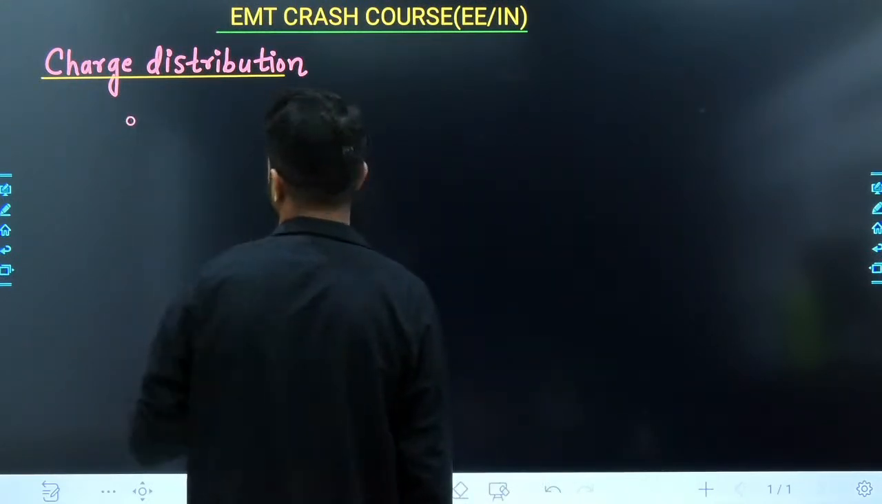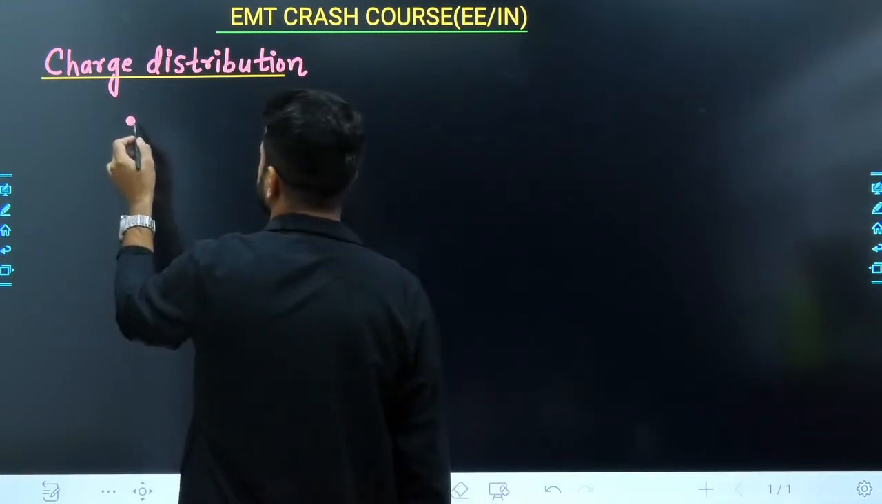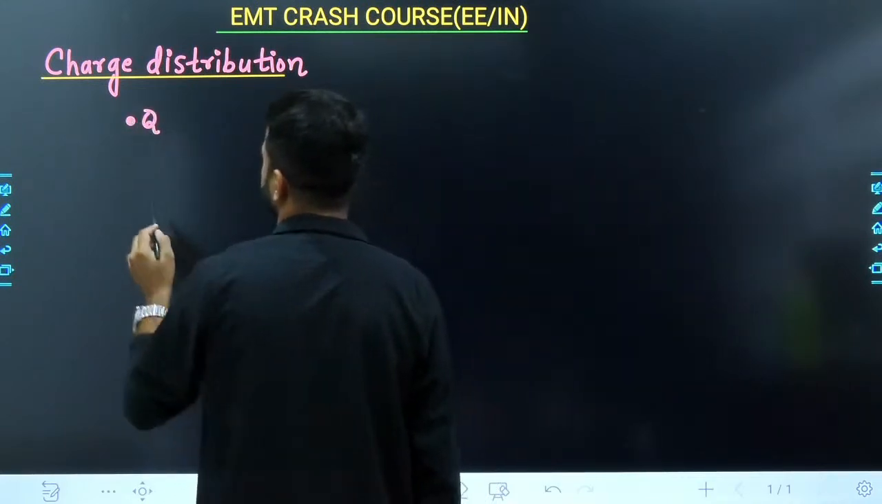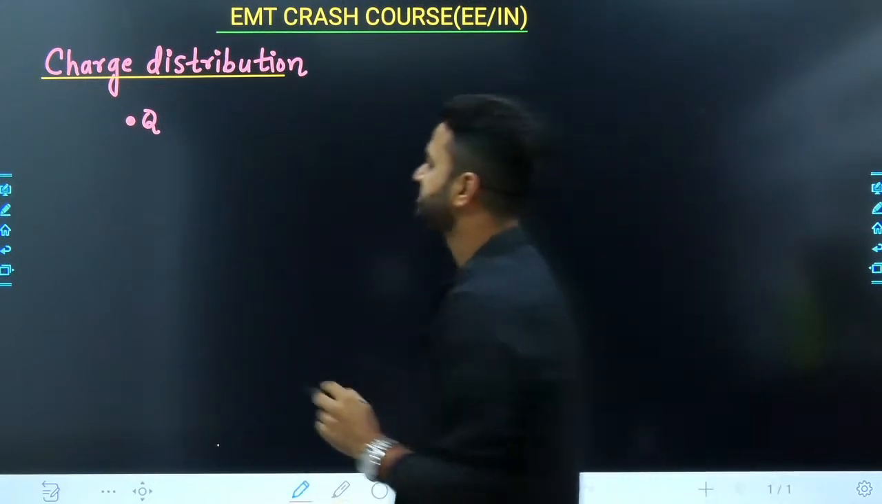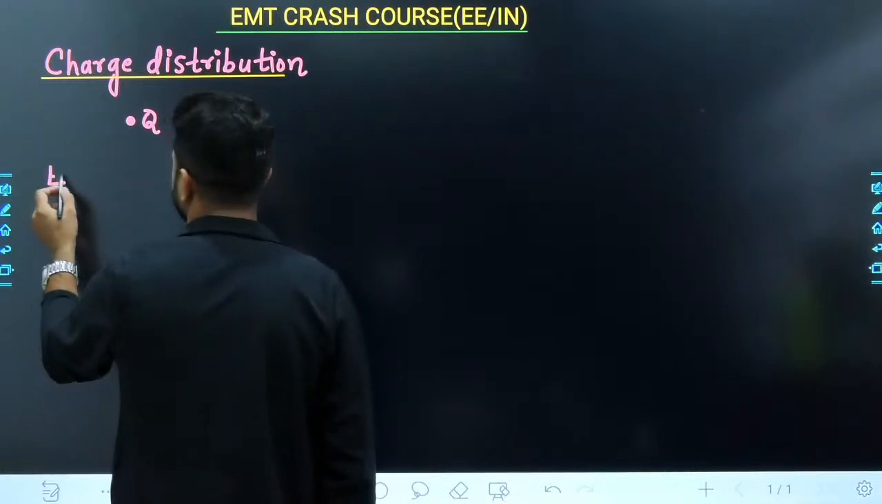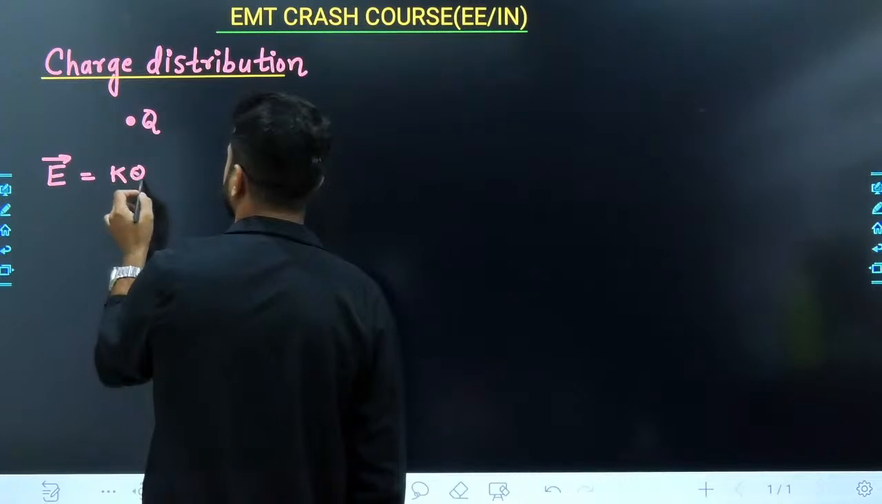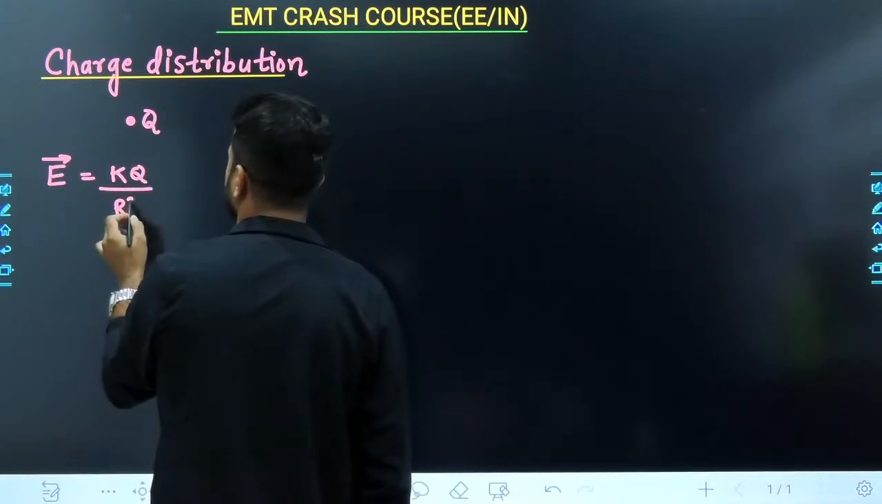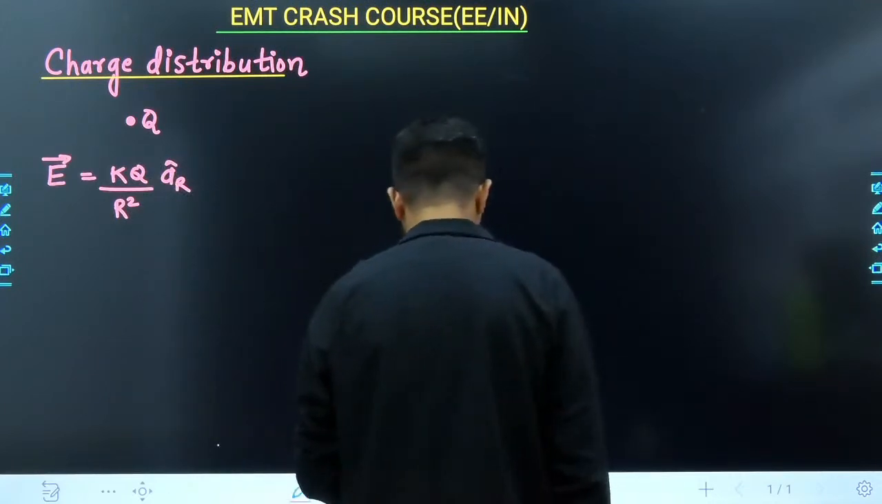So we will have a point charge, say like this. If it is a point charge, say Q, then because this is a point charge, the electric field is fixed for this, and the electric field we calculated yesterday, that is KQ by R square into AR cap.